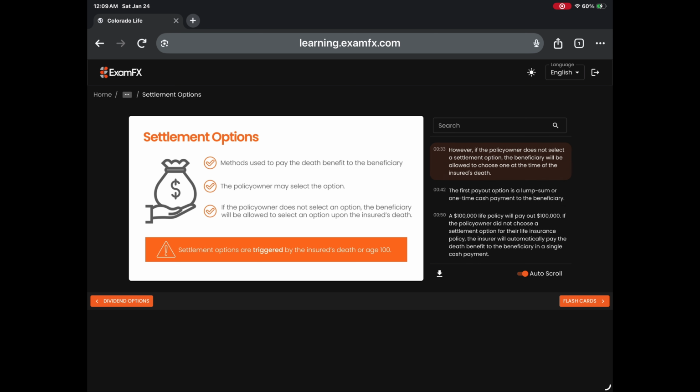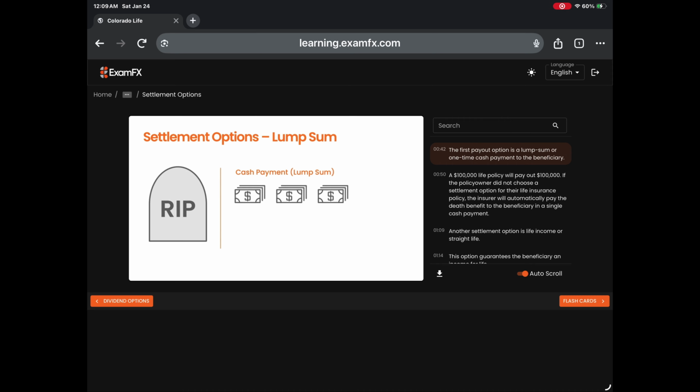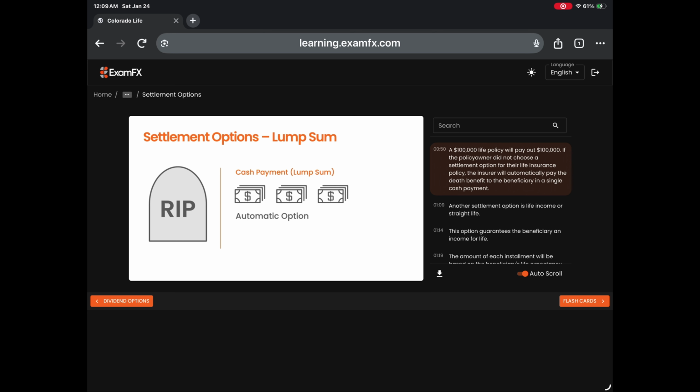However, if the policy owner does not select a settlement option, the beneficiary will be allowed to choose one at the time of the insured's death. The first payout option is a lump sum or one-time cash payment to the beneficiary. A $100,000 life policy will pay out $100,000. If the policy owner did not choose a settlement option for their life insurance policy, the insurer will automatically pay the death benefit to the beneficiary in a single cash payment.